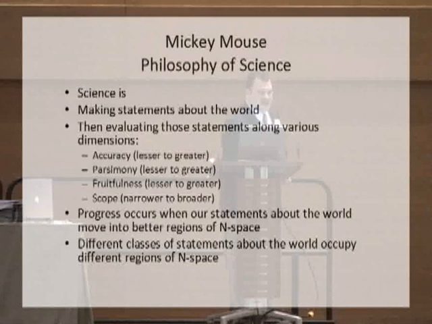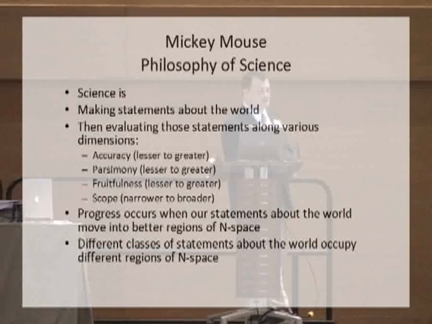Now, before getting into the actual conditioning itself, I wanted to walk you through a Mickey Mouse philosophy of science. So this isn't the kind of thing that a philosopher of science would be happy with. This is spending maybe 20 or 30 minutes thinking about different classes of scientific statements. I think science is making statements about the world. That's really all it is. And we do that all the time naturally. But then we do something special in science that we don't do in our lay lives, and that is we evaluate those statements along several different dimensions. I've listed a few here.